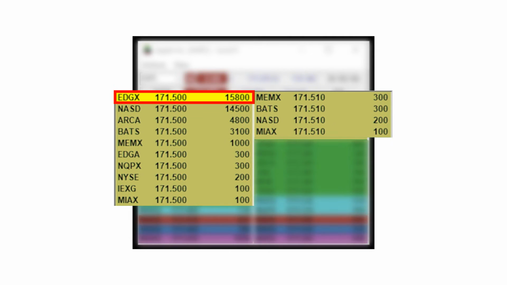So if we look at the first line, we can see a 15,800 share order on the bid at 171.50 coming from EdgeX. This could mean one trader with one order of 15,800 shares, or it could mean 15,800 traders trying to buy one share. This we don't know. All it tells us is the total amount. One last thing to point out is the level 2 does not display the exact amount of shares. It shows in increments of 100 to keep it clean and simple.